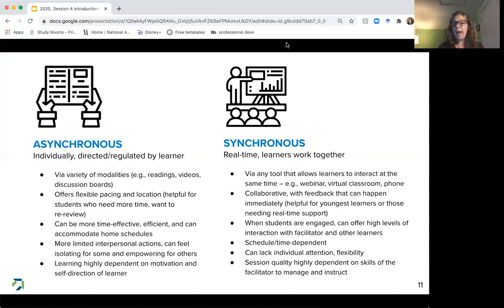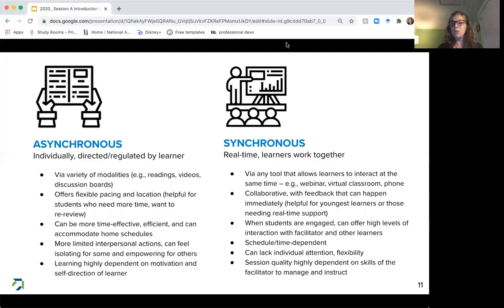Another dimension of remote learning is whether or not the learning is happening synchronously versus asynchronously. Asynchronously means at the pace directed by the individual learner. It can happen through a variety of modalities. It often allows for flexibility in pacing and location. It can be really time effective and efficient to accommodate different home schedules, but it also might limit more interpersonal interactions. It can feel isolating for some.